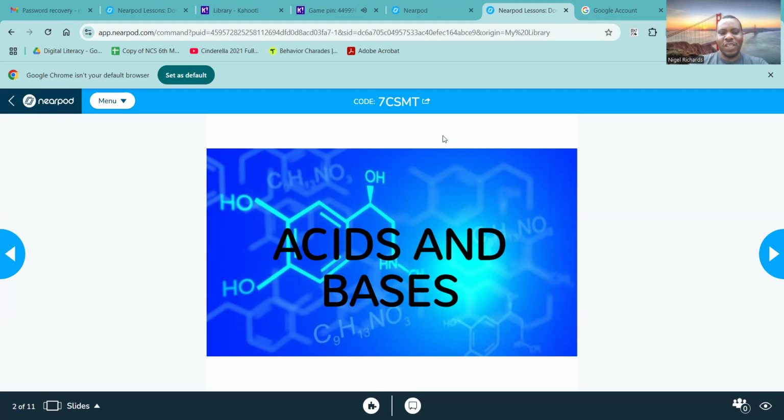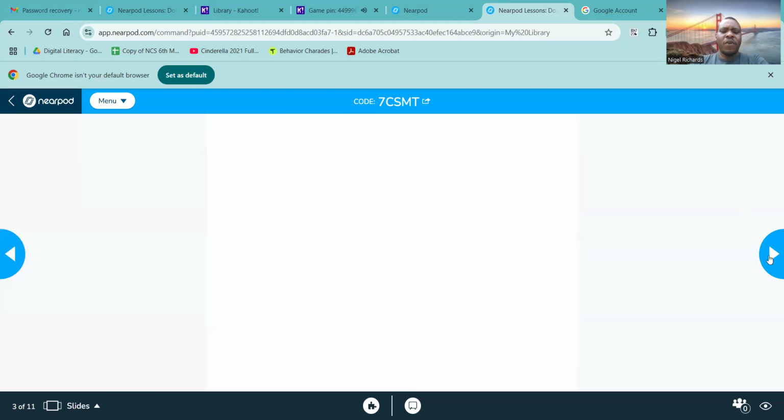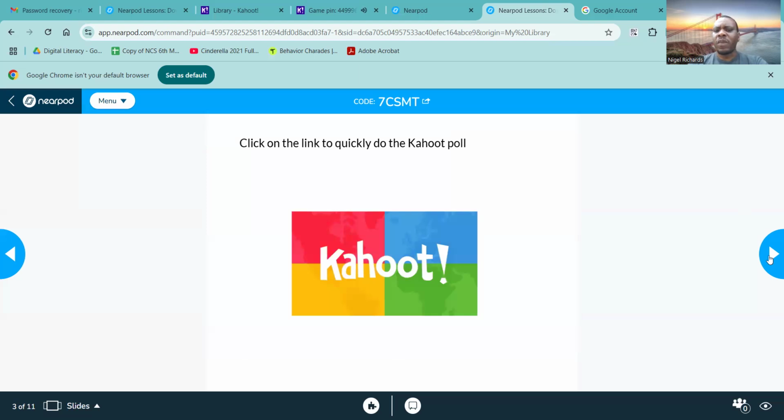Okay. I see some of you think you know. All right. So the first thing I'm going to do is check what you know about acids and bases. I'm going to ask you to click on the link for a Kahoot. I've placed it in your chat, and you're going to do this quick poll to see whether you think these substances are acids or bases.